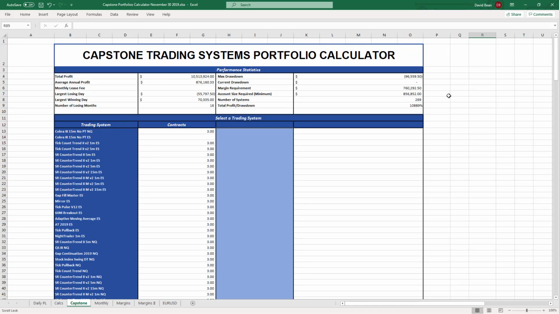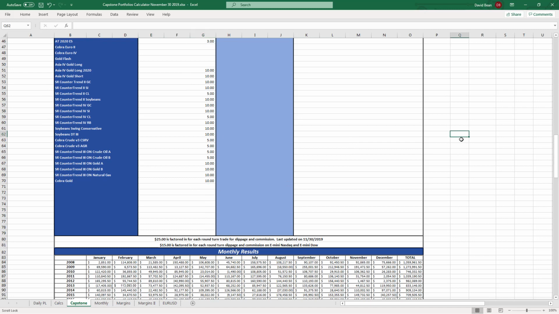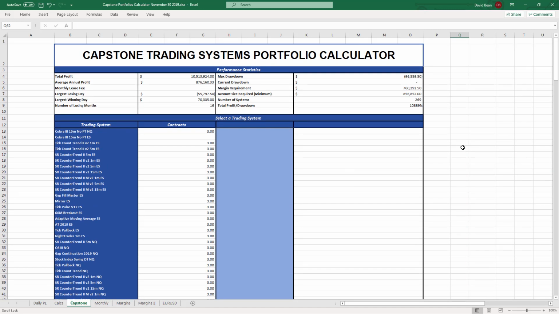Once again, you can trade 1/10 of this size with micros, 3 micros, and then 1 E-mini on these, and still get nice results, and then compound as you move forward. So wanted to share that with you. Total profit over drawdown is a number to take a look at.